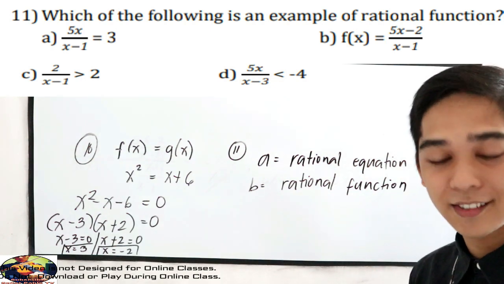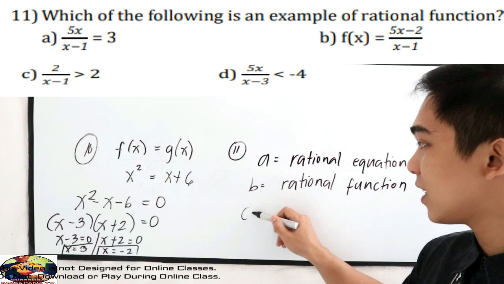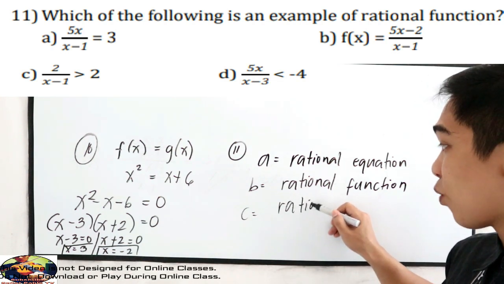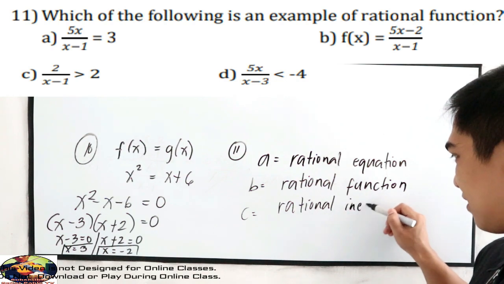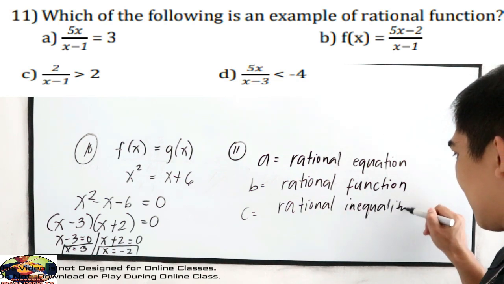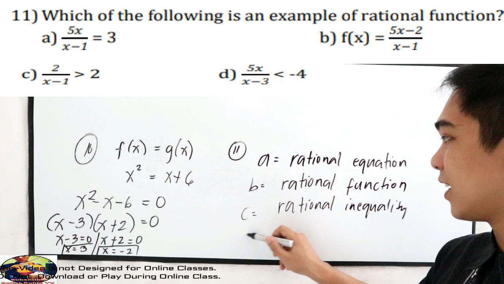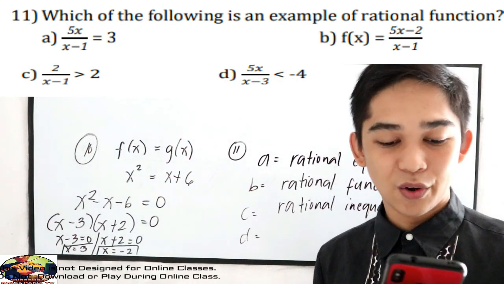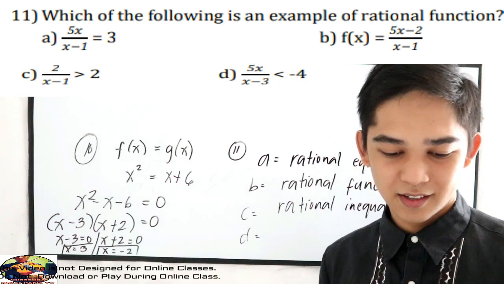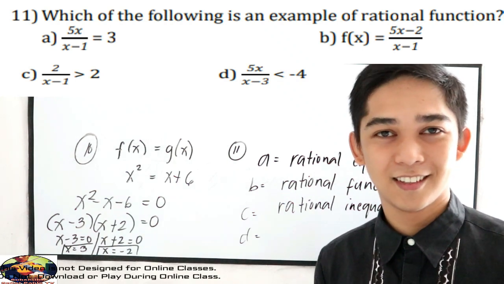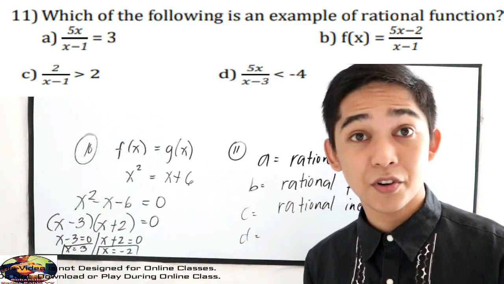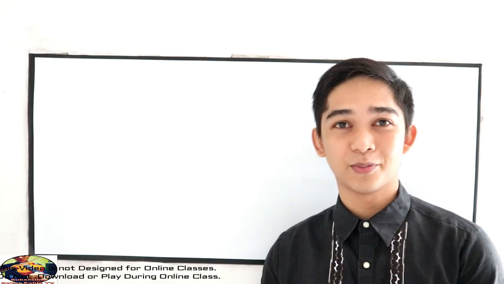Function of x. And letter C, this is a rational inequality. And of course, letter D is also a rational inequality. So number 11 is B. f of x is equal to (5x minus 2) all over (x minus 1). We're now in number 12.